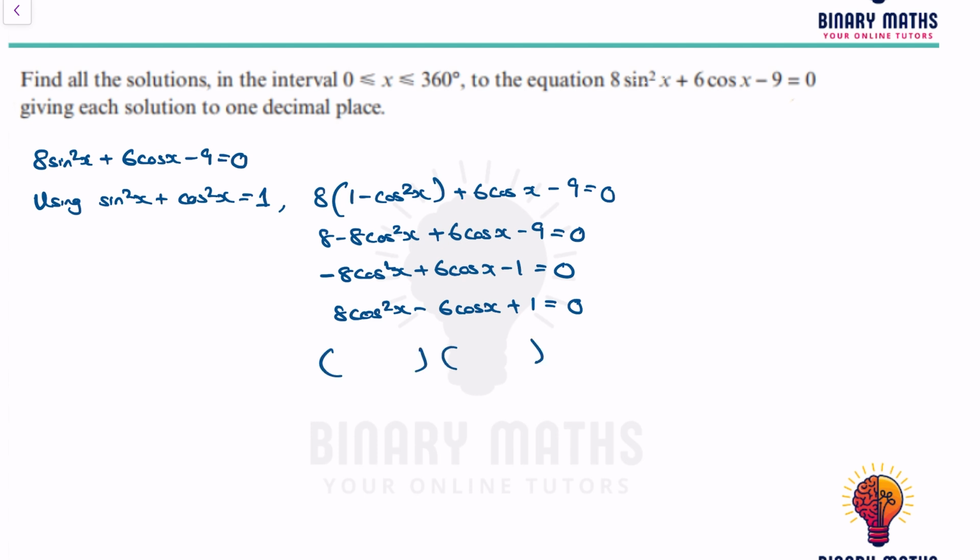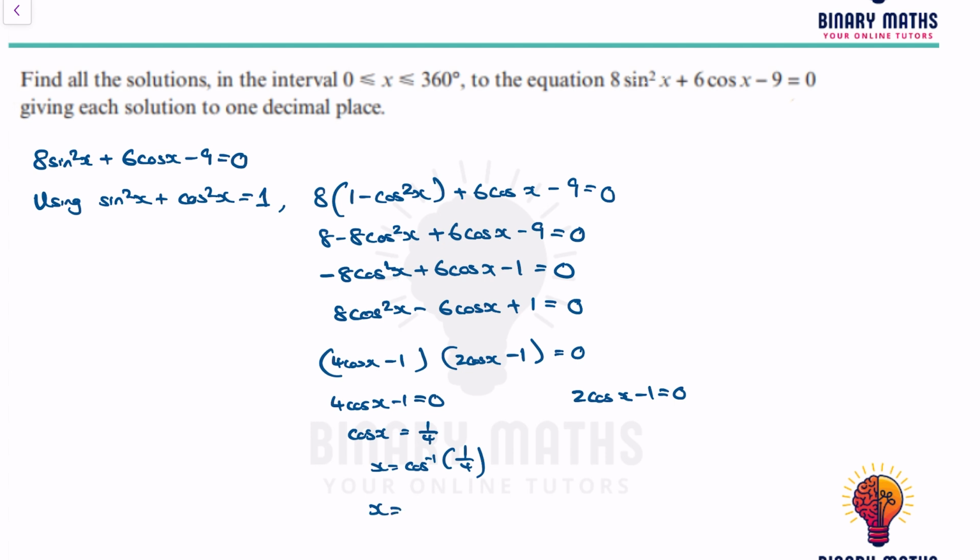Now I need to factorize it. So by trial and error in my head, I get 4 cos x in one bracket and 2 cos x in the other. I need to put a minus 1 and a minus 1 because then I get minus 4 cos x minus 2 cos x, which gives me minus 6 cos x. Which means I either get 4 cos x minus 1 equals 0 or 2 cos x minus 1 equals 0. And if I rearrange the first one, I get cos x is equal to 1/4, which means x is equal to inverse cos of 1/4.